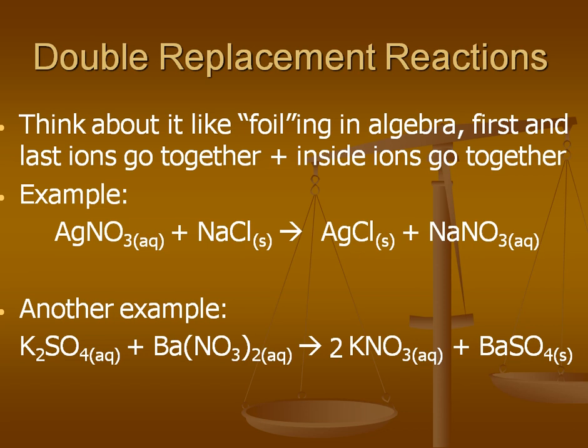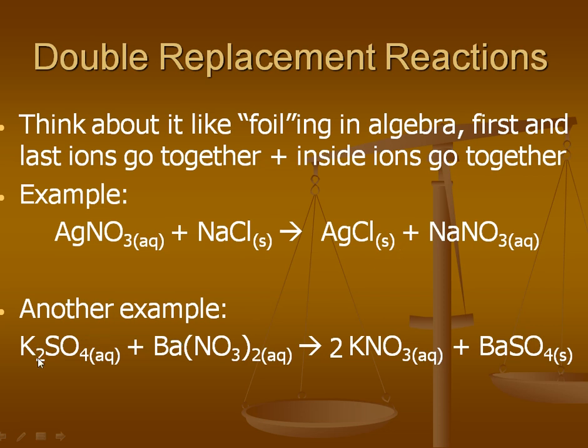Think about it like foiling in algebra. First and last ions go together, plus inside ions go together. Example: silver nitrate reacts with sodium chloride to form silver chloride plus sodium nitrate. You can observe that on the reactant side, silver is attached with the nitrate anion and sodium is attached with the chloride anion. After the reaction, the silver cation is attached with the chloride anion and the sodium ion is attached with the nitrate ion. So this is basically the displacement of cations.